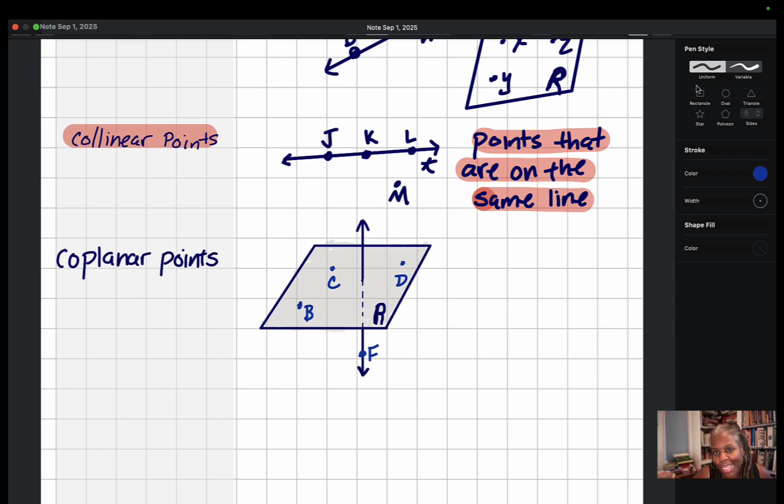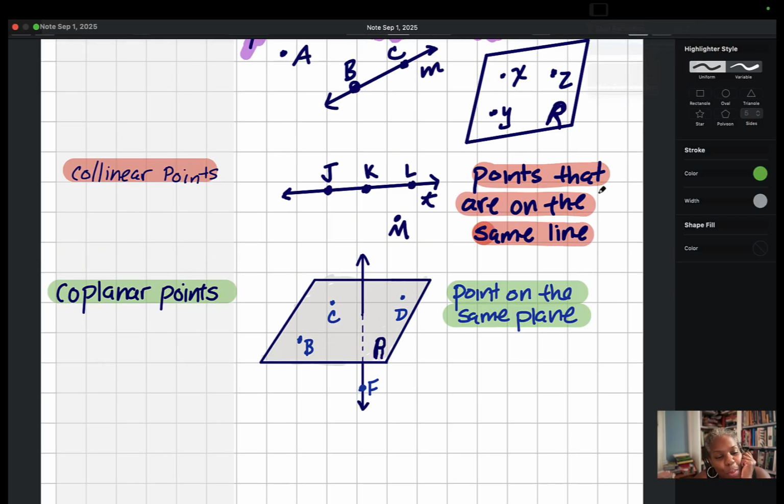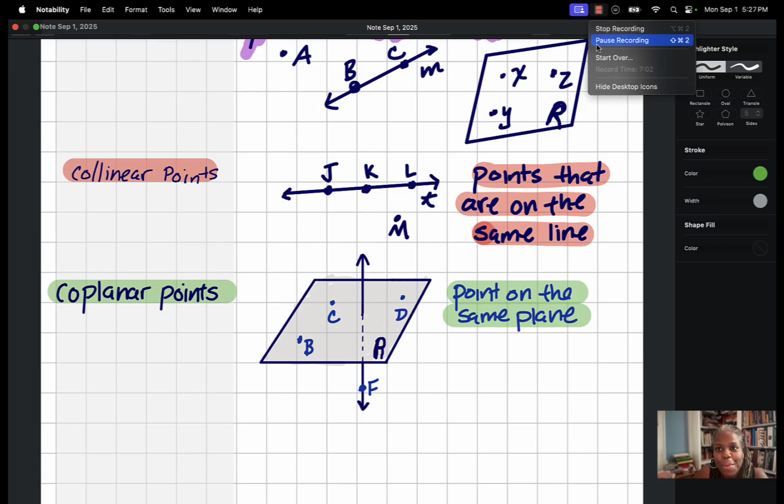So coplanar means all of these things are on the same plane. In this case, B, C, and D are coplanar. Write this definition down, please. So coplanar points are points that are on the same plane. More to come. Let's go ahead and move on to our next word.